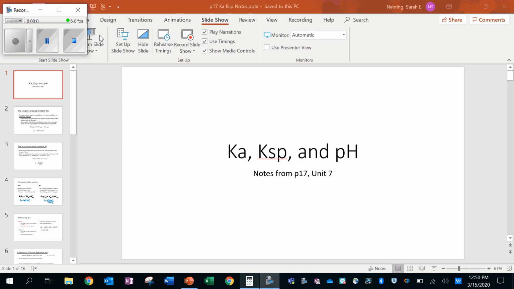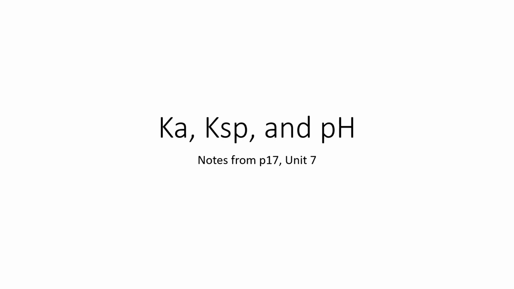Hello, this is Mrs. Nearing, and in this video we're going to talk a little bit about Ka, Ksp, and pH. These are some different applications of equilibrium systems where we can use our previous knowledge about the equilibrium constant K and ice charts in order to make some predictions.